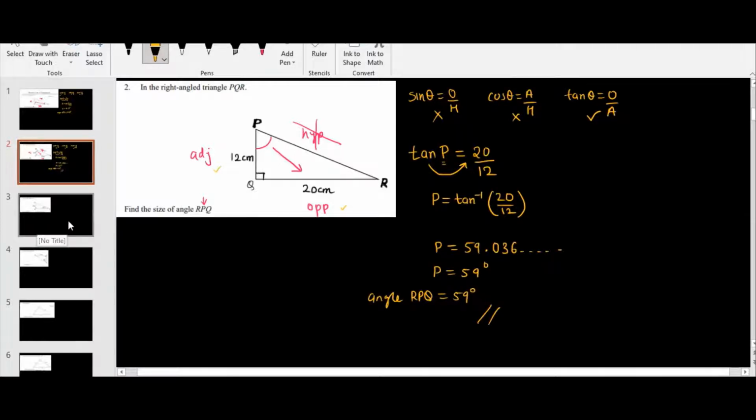Okay, let's go to question 3. In the third question, in the right angle triangle PQT, find the length PT. In the earlier two questions we found the angle, and now in this question they are asking you to find the length. Again, when they ask you such right angle triangle questions, that means you are going to use a trigonometric ratio: sine theta, cos theta or tan theta.